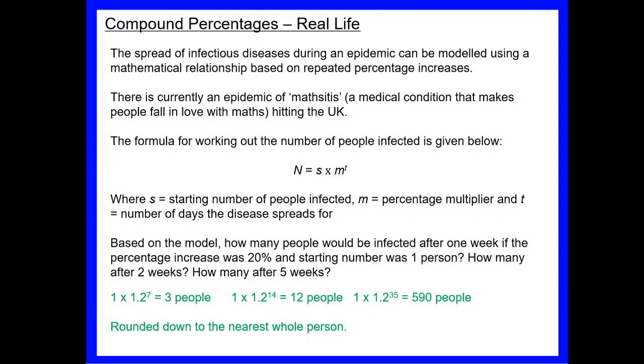After 2 weeks then, still starting with our initial 1 person, and this time we've changed the number of days then to 14. So 2 weeks, 14 days, we would have 12 people. And again, if it only started off with that 1 person, after 5 weeks, 5 times 7 is 35 days, 590 people would be infected. So you can see it will spread quite quickly.